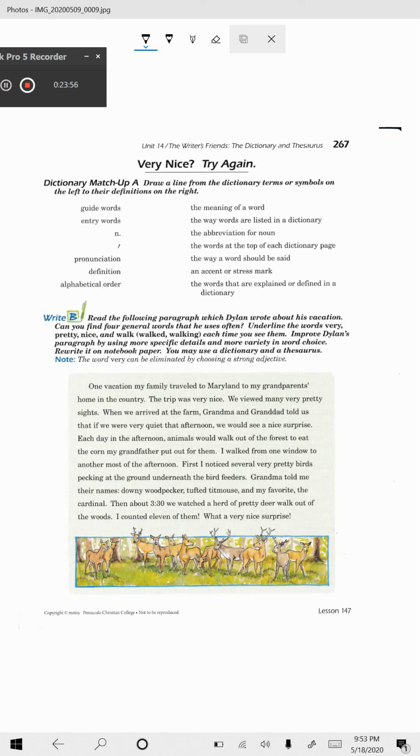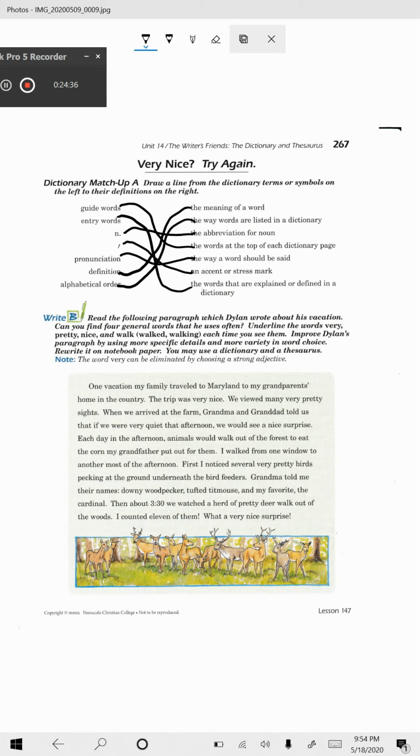Now let's look at the meanings. The meaning of a word would be the definition. The way words are listed in a dictionary, alphabetically. The abbreviation for noun, N. Words at the top of the page, guide words. A way a word should be said, that's its pronunciation. An accent or a stress mark is this little tick right here. The words that are explained or defined in a dictionary are called entry words.